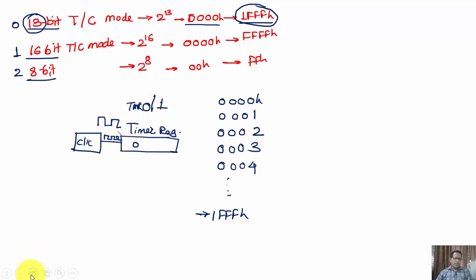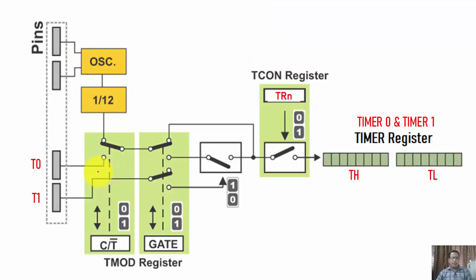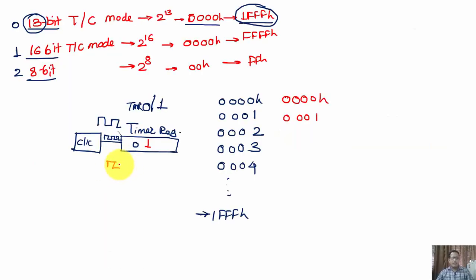Now let us consider configuring this in timer mode 1, timer 0 in mode 1. The initial value is 0000H. When the first pulse is received, the value is incremented by 1, and when the second pulse is received, it is incremented by 1 again. In this way, its maximum capacity to hold values is FFFFH. The values go on incrementing up to FFFFH.